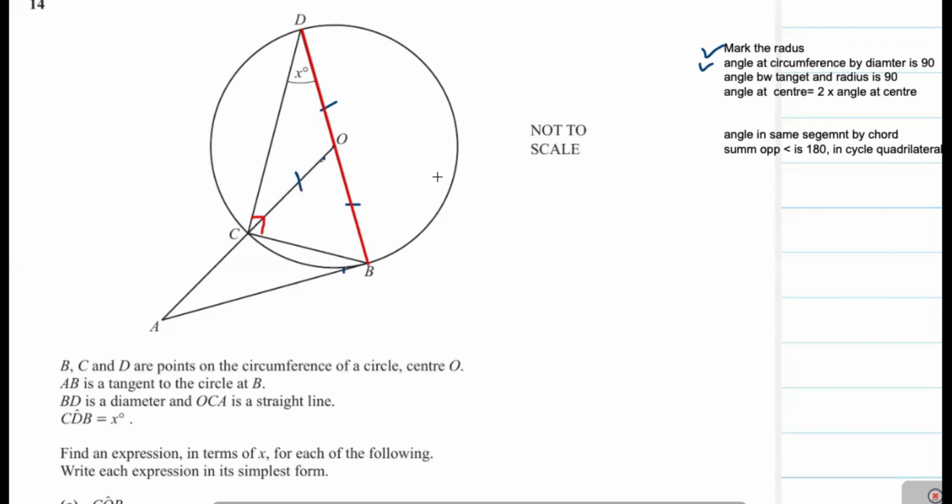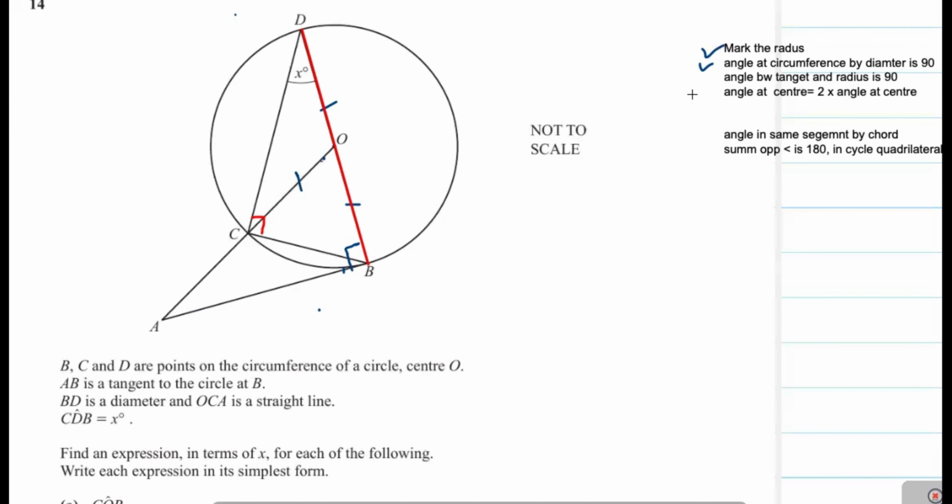Next, you have to see that the angle between tangent and radius is 90. You see here, this line is a tangent line. Now AB is the tangent line. Therefore, the angle between tangent and radius is 90. We mark this angle as 90.